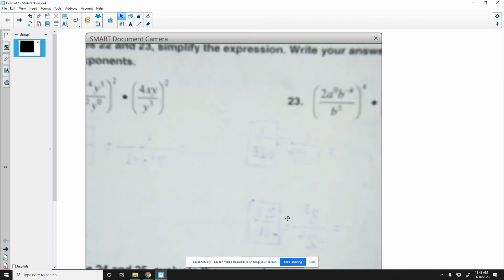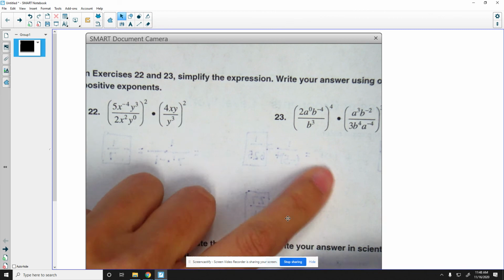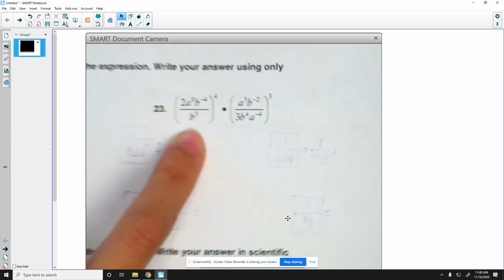22 and 23 are monsters. I'm going to do one of them with you. So which one do you want me to do? 22. All right. 23. 23 looks harder. Okay, 23. I hear more 23s because it looks harder.